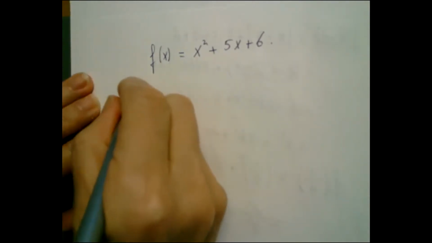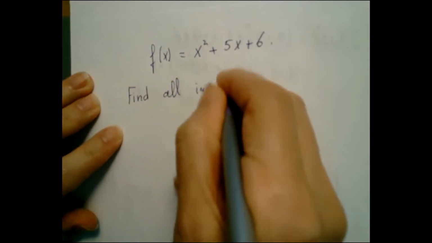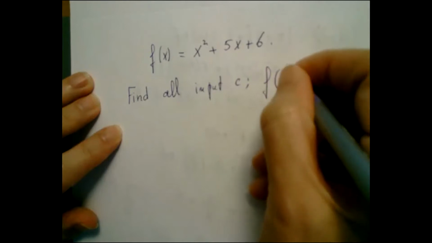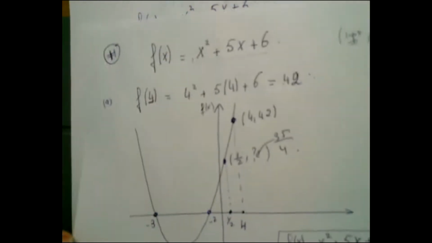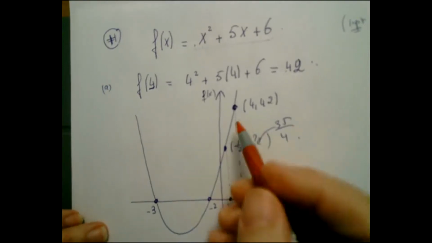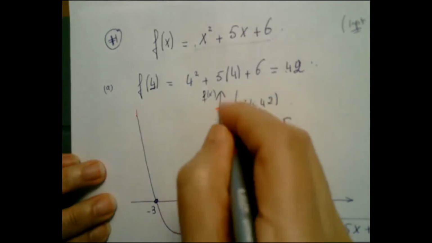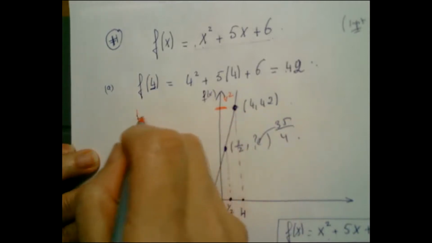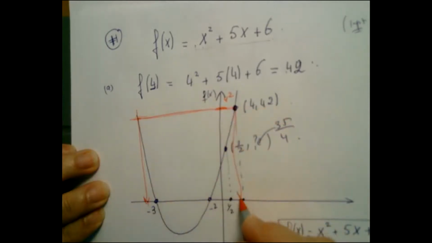And the question here is: find all the inputs c such that f will take the input c and give 42. So basically, I go back to the graph. That's why I'm connecting the graph. Now at 4, we got 42, but that's not the only value. So what is now my question? This is 42, right there. Find all the inputs that give me an output of 42.